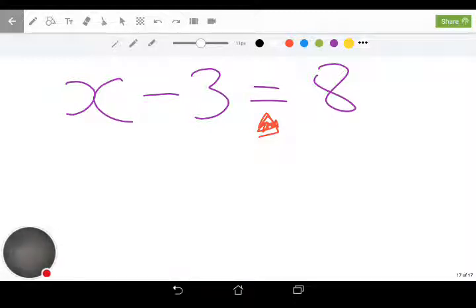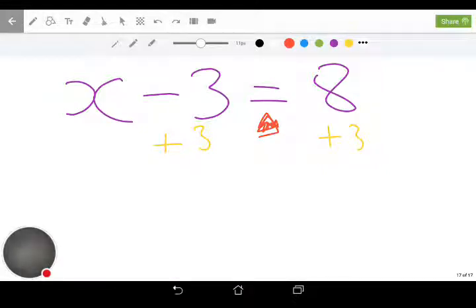Now, some of you, like I said, will do it at the top of your head and think, right, 11 take away 3 gives me 8. But we're going to work in a systematic way to build up our skills to be able to solve more complex or difficult algebraic equations. So we're going to use the inverse method. Now, the inverse of minus 3, or the inverse of minus, is plus. So we're going to plus 3 to cancel that out, but to keep the scales balanced, you need to make sure you plus 3 on the other side as well.